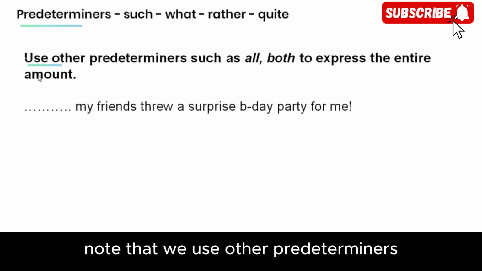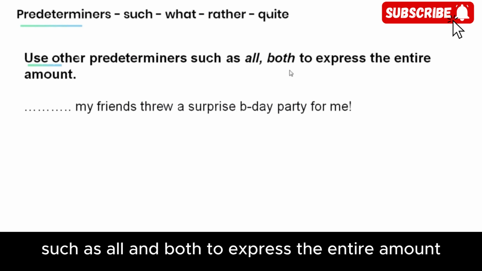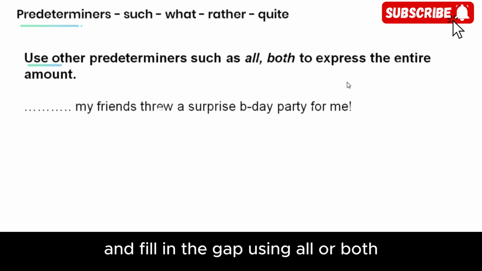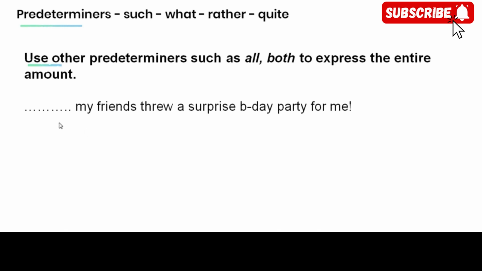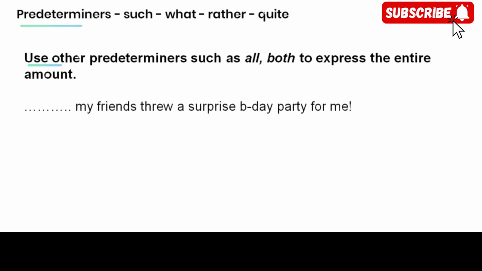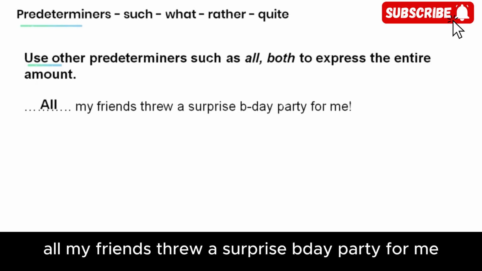Note that we use other predeterminers such as all and both to express the entire amount. Now read the sentence below and fill in the gap using all or both. My friends threw a surprise B-Day party for me. All my friends threw a surprise B-Day party for me.